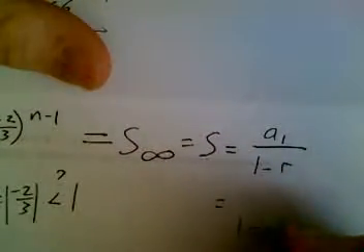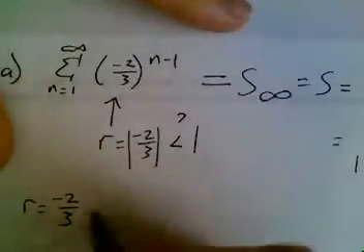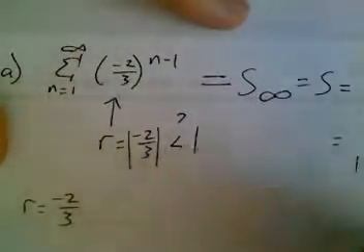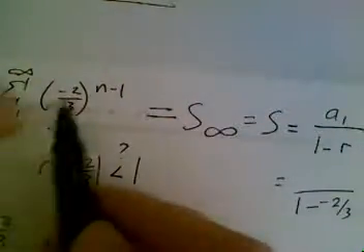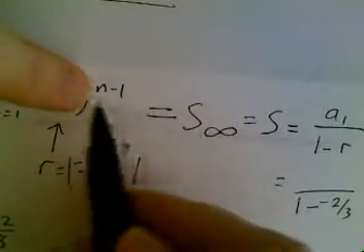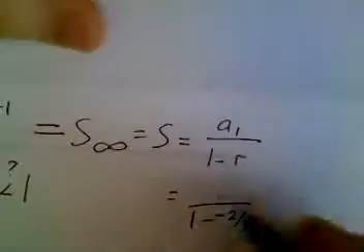Okay, so I'm going to have 1 minus a negative 2/3. Again, the r value is the negative 2/3. I want the absolute value of r to be less than 1. What's my a sub 1? Well, for me to find a sub 1, I have to plug 1 in. If I plug 1 in, I get 0 here, so it's negative 2/3 to the power of 0, which is just going to be 1.